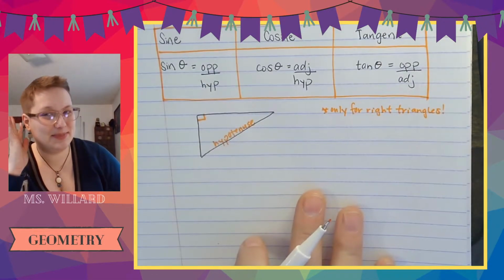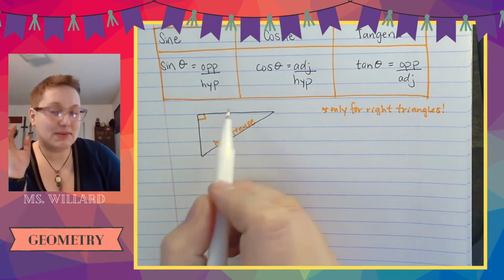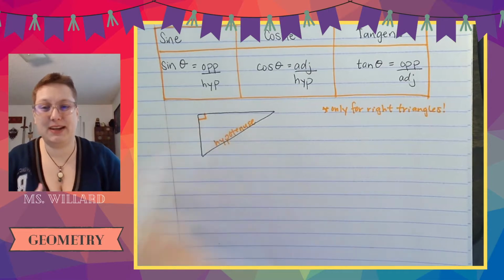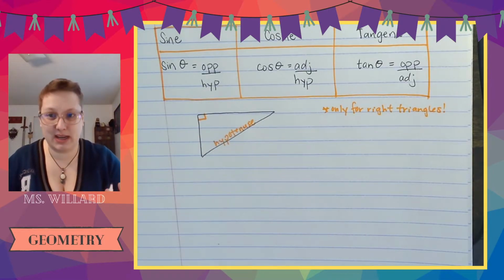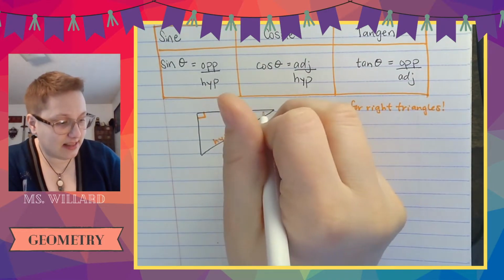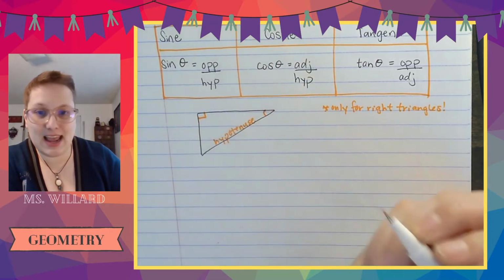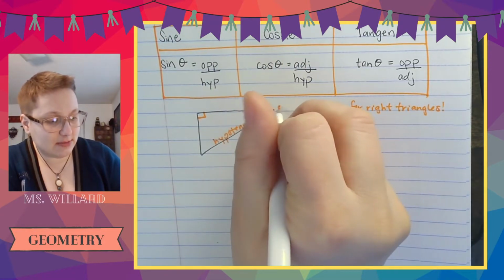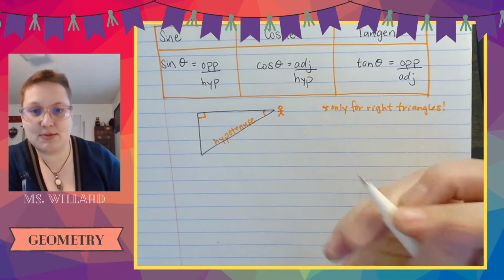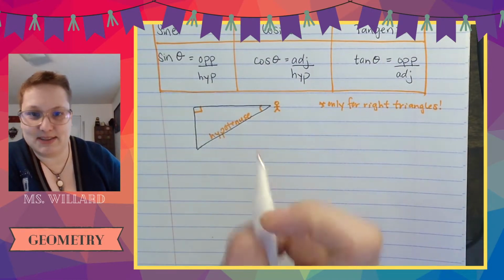I need you just to hear me out. Opposite and adjacent can switch depending on where the angle is, okay? So let's just say that this right here is the angle that I'm working with. This is where my perspective is from. So right now, I guess I'm flying or something.